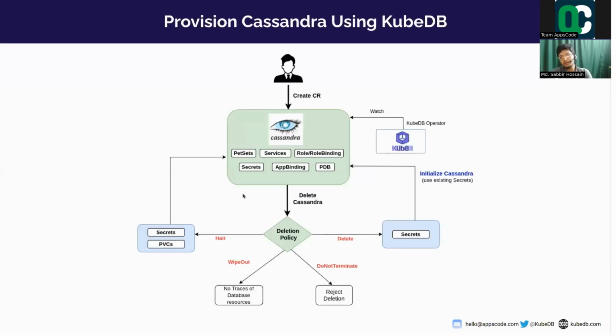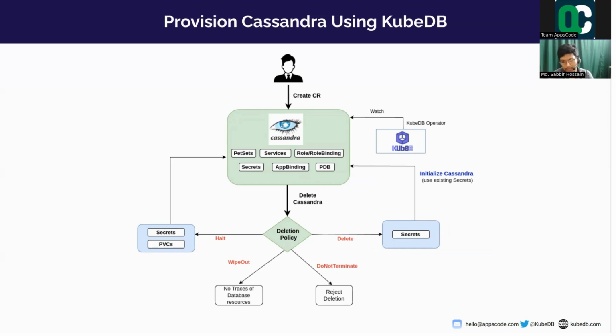So while using KubeDB, how does the provisioning of Cassandra happen? First of all, a custom resource is created. The KubeDB operator watches this custom resource and automatically creates pet sets, services, secrets, app binding, and so on. Okay. And KubeDB uses four types of deletion policy.